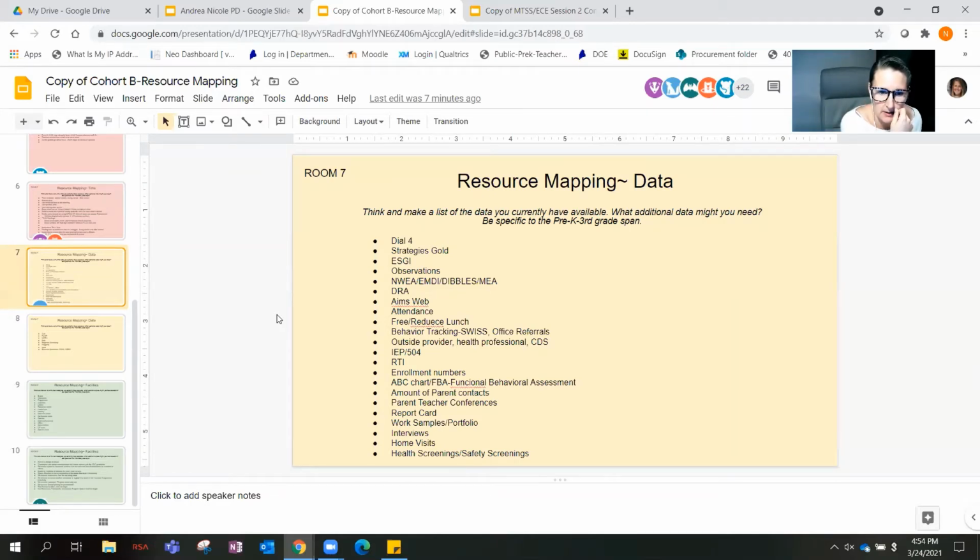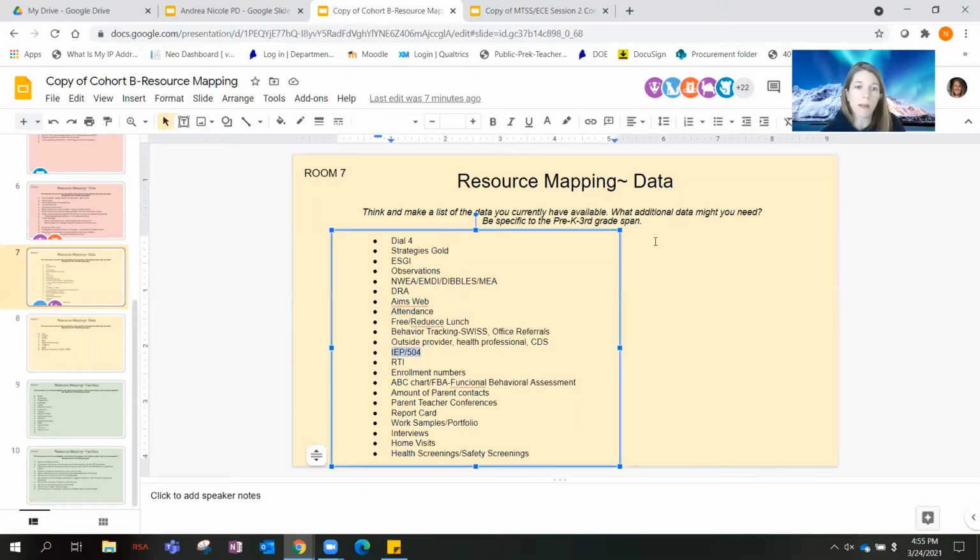Looking at things like enrollment numbers, conferences, things like that. And certainly the research-based tools such as DIAL, Teaching Strategies Gold, ESGI, etc. Okay. I'm curious about the bullet item IEP/504. What kind of data are you collecting from a student's IEP or 504? Somebody wants to just be brave and answer that question.